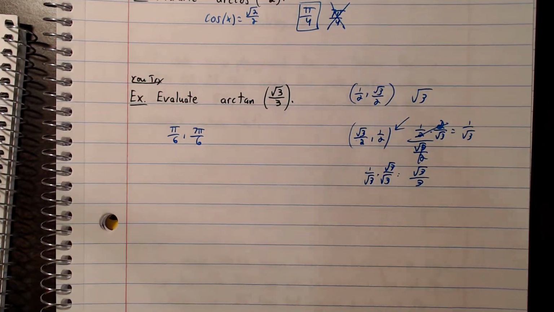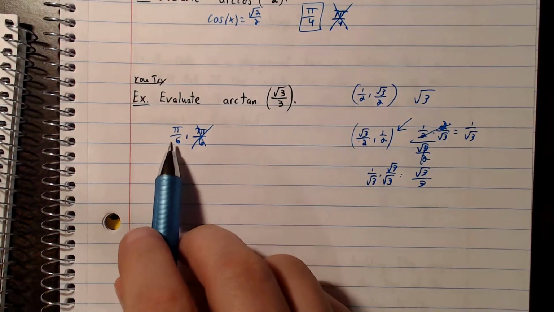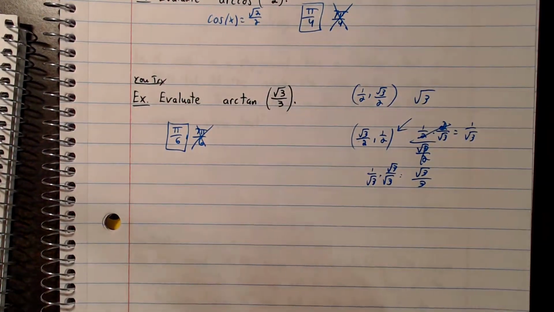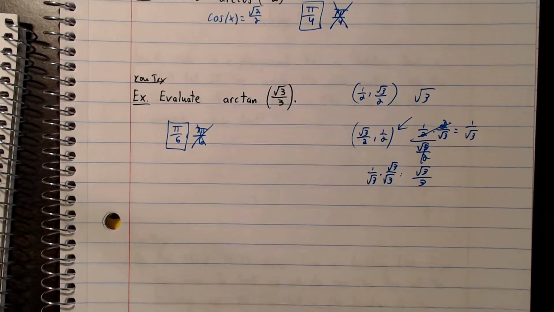Well, this is outside of the range, so that's out. This is inside of the range because it's between negative pi over 2 and pi over 2, so that's our winner. And that's the end of the video. That's the last example.